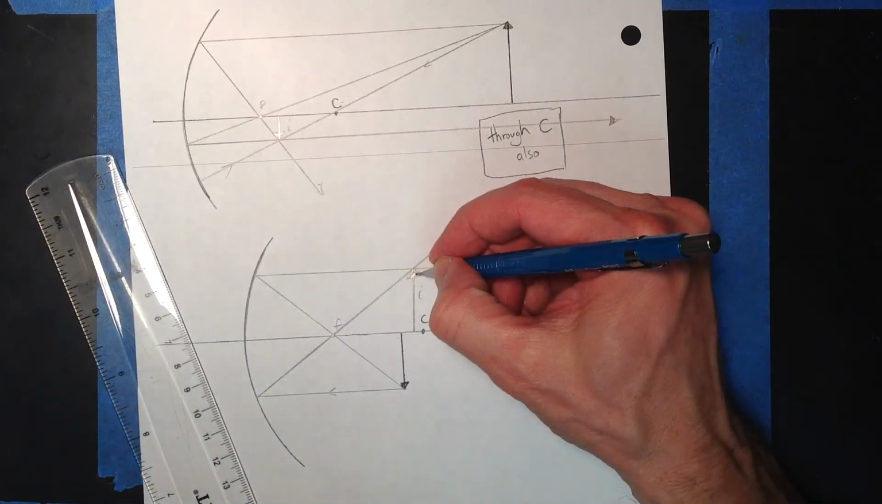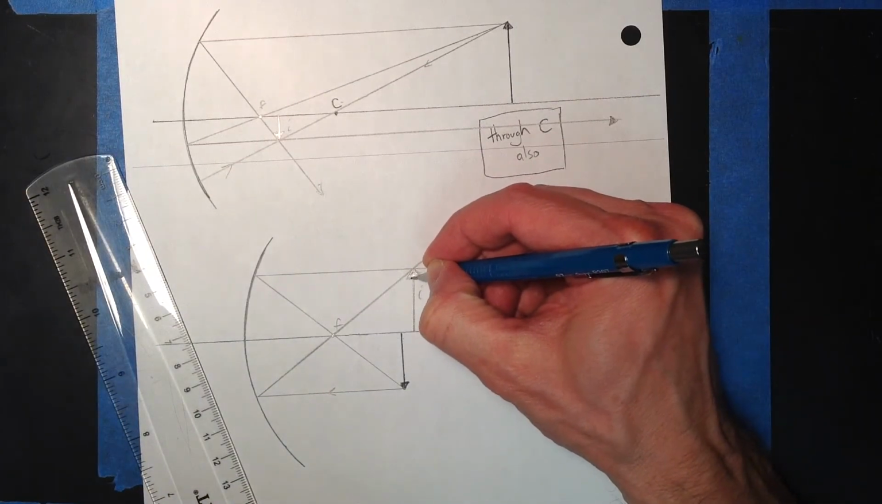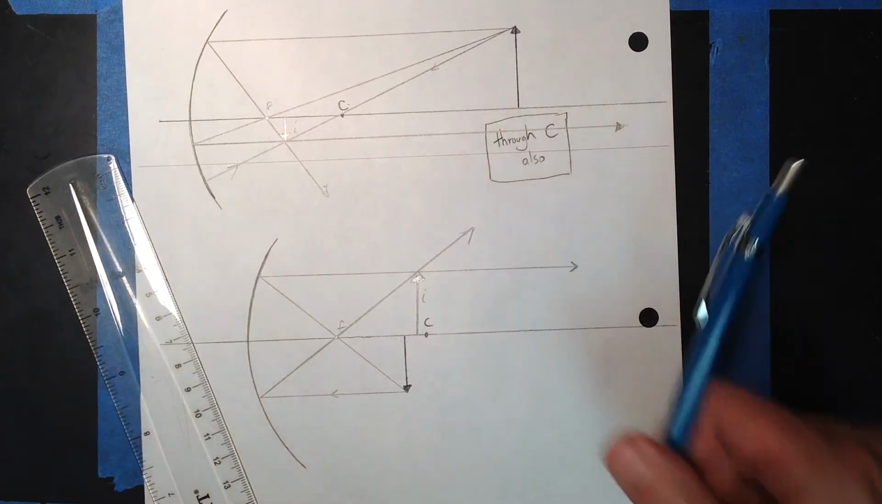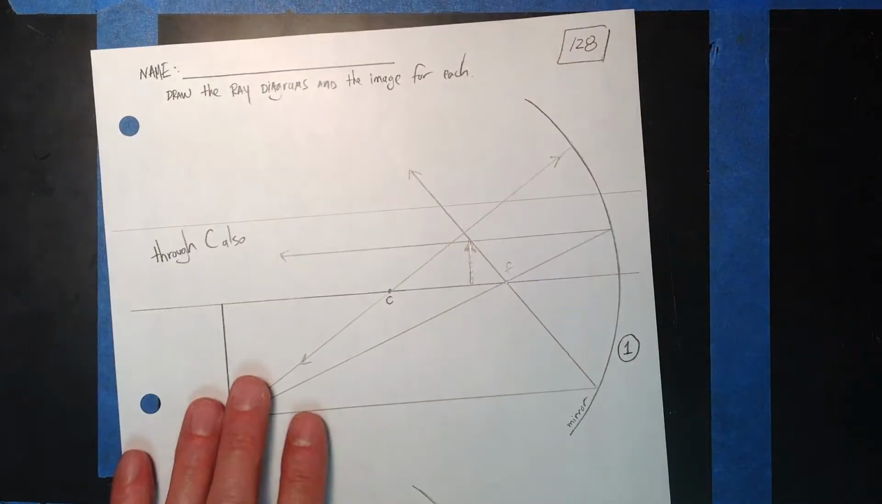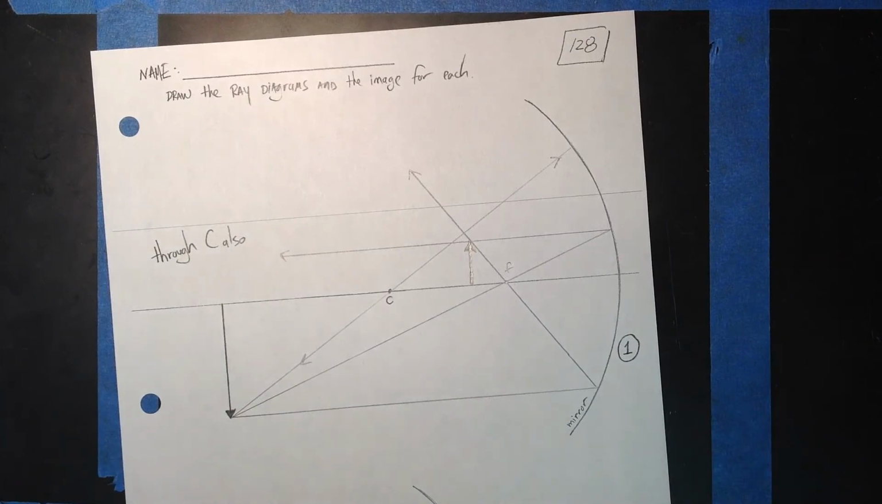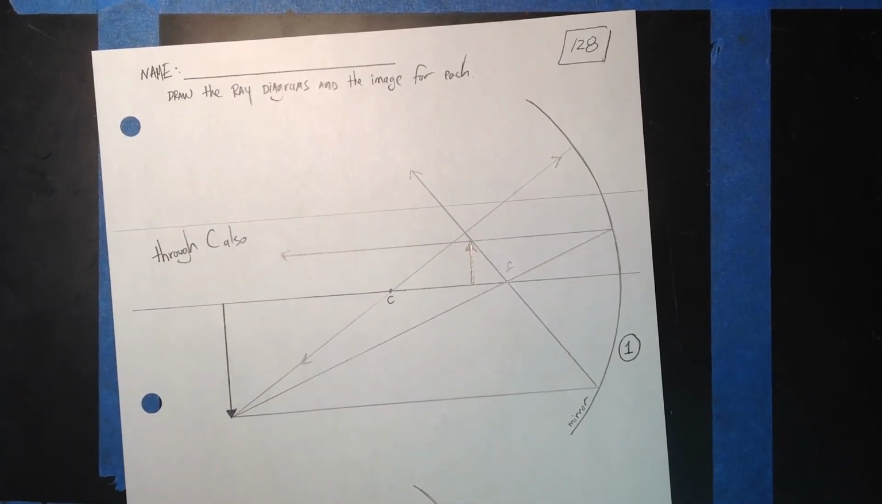Hopefully that works for you, as a little bit of review of how this works. That's 128, concave mirrors.